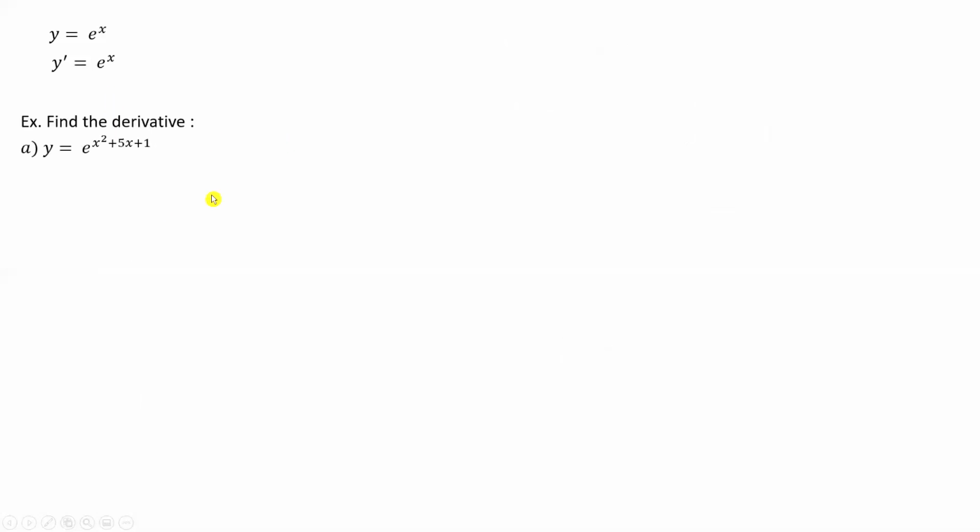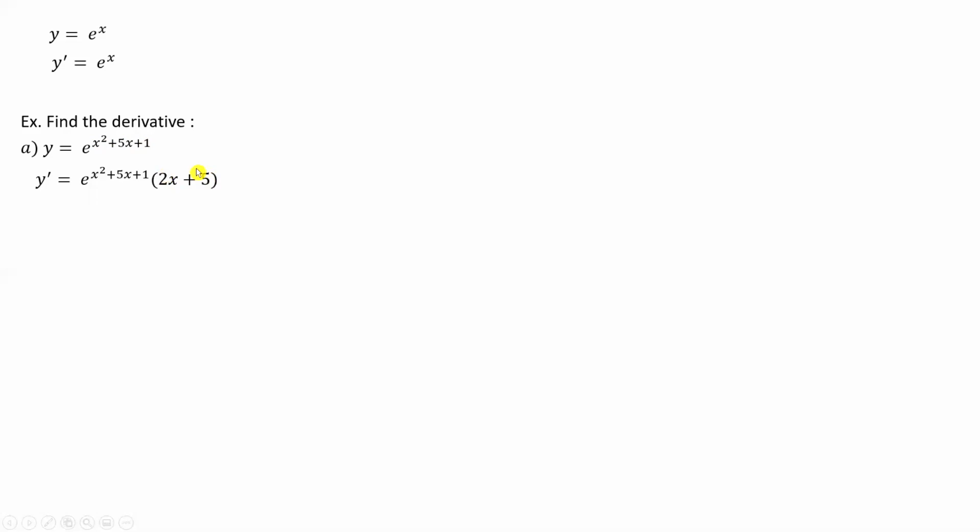So let's apply that. The derivative of e to the x squared plus 5x plus 1 is exactly what you started with, and I think we're expecting this term. We have to use the chain rule. We're taking the derivative with respect to x, so we're taking the derivative of the exponent. Derivative of x squared is 2x, derivative of 5x is 5, derivative of 1 is 0.